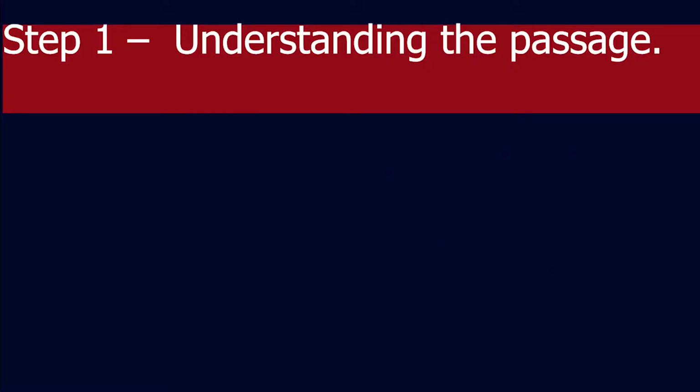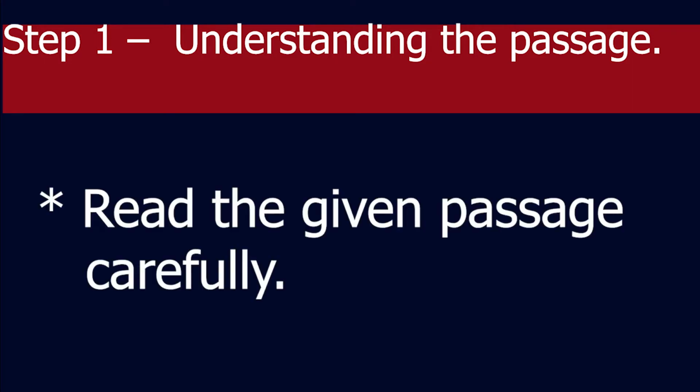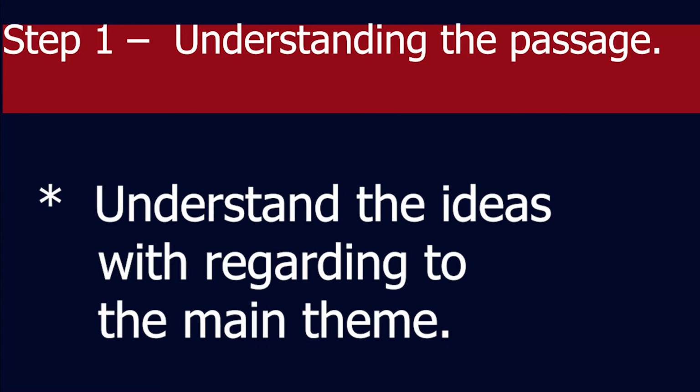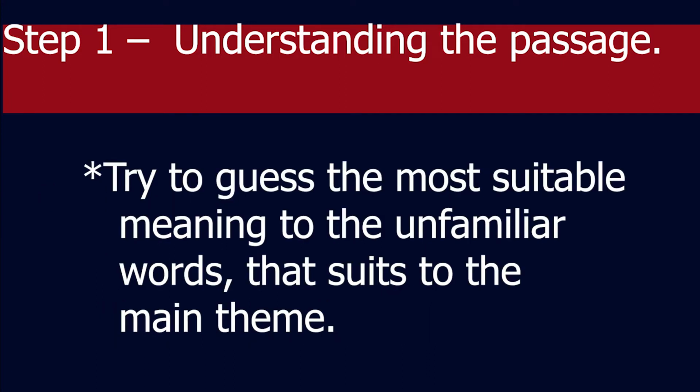The first step is understanding the passage. In order to understand the passage, read the given passage carefully 2 times or 3 times. Then understand the ideas with regard to the main theme. Every passage has a main theme and all other sentences are related to the main theme. There would be some unfamiliar words. Try to guess the most suitable meaning for the unfamiliar words that suits the main theme.